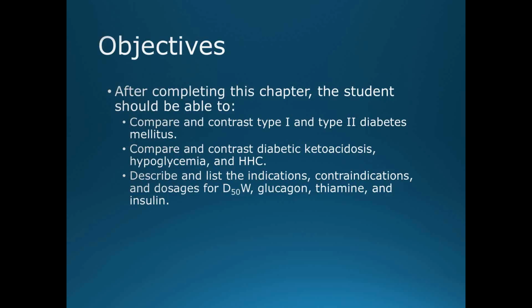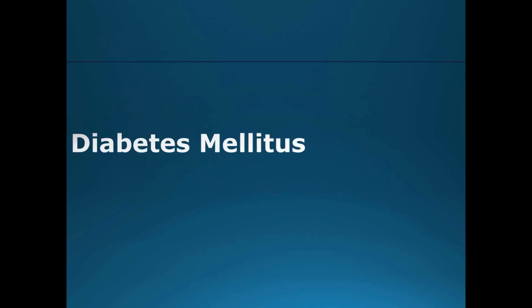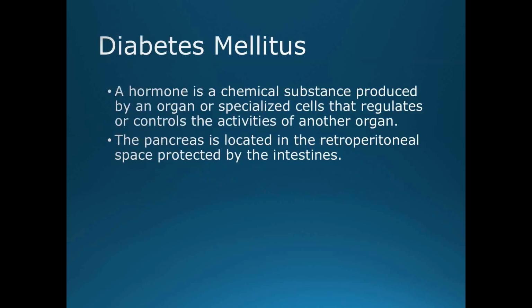We're going to talk about the differences between diabetic ketoacidosis, hypoglycemia, and HHS. We'll talk about those in just one second. And we're going to describe the indications, contraindications, and dosages for our drugs in these situations, which would be D50, glucagon, thiamine, and insulin. Okay, so let's talk a little bit about diabetes.